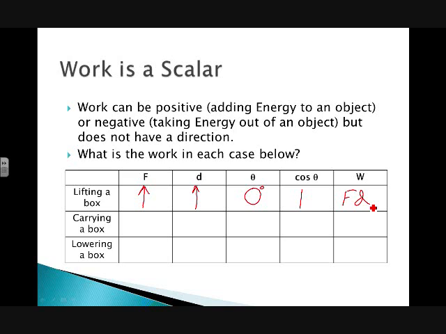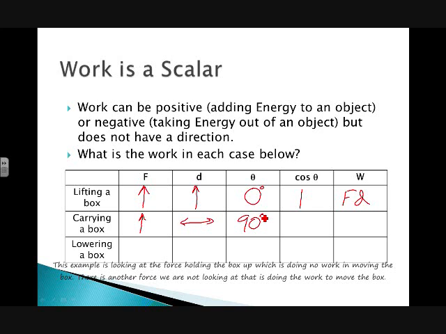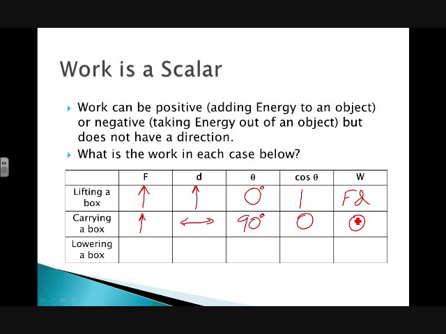When we're carrying a box, and I'm not going to get into all the little technicalities on friction, our force is still upward because we're holding it up. But the displacement is side to side, horizontal, which means the angle between force and displacement is 90 degrees. The cosine of 90 is 0. So we're doing no work on the box carrying it. In other words, we're not transferring energy to the box. Again, not to say our bodies aren't doing work, we're just not transferring energy to that box.